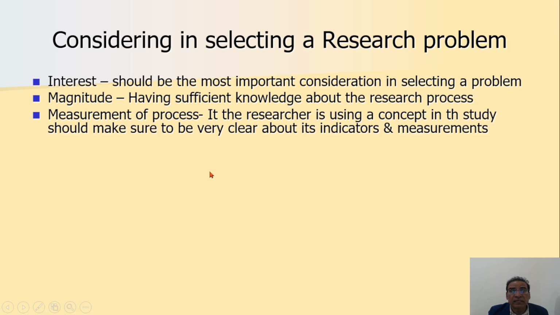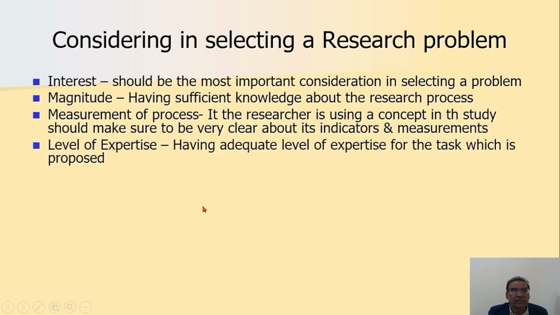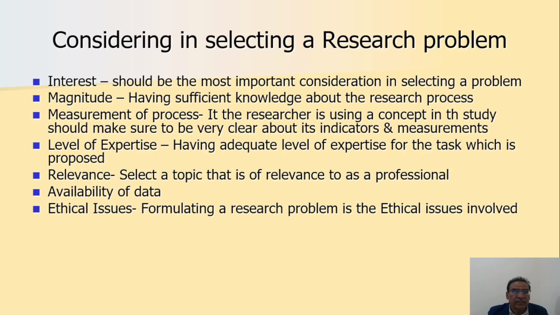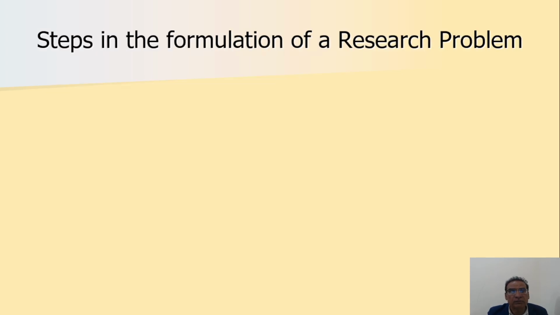Measurement of procedures: if a researcher is using a concept in the study, they should make sure to be clear about its indicators and measurement. Level of expertise: having an adequate level of expertise for the task which is proposed. Relevance: select a topic that is relevant to your profession. Availability of data. Ethical issues: formulate the research problem with the ethical issues involved.